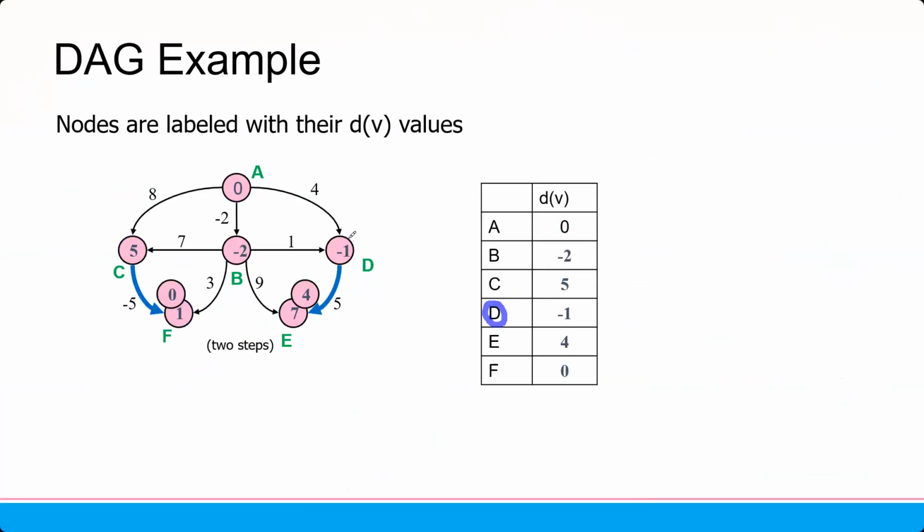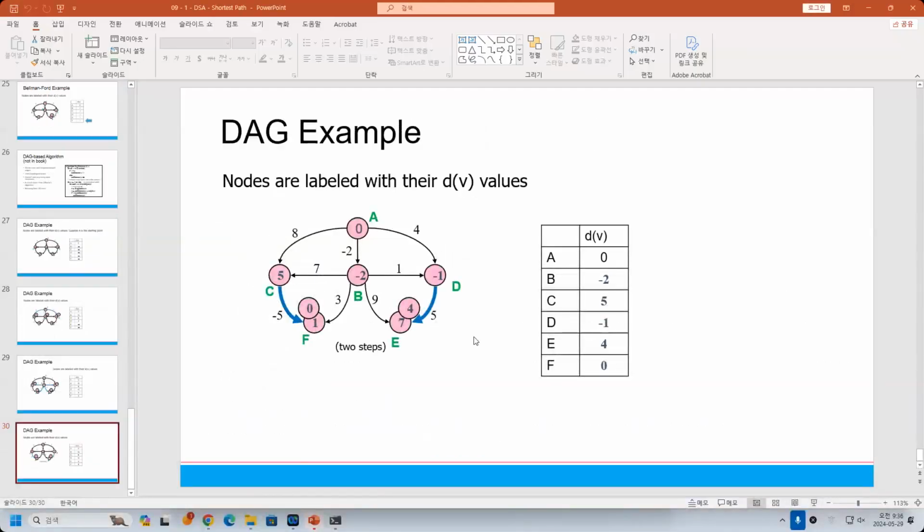From D, we know that the shortest is -1. So we can look at the edge to E. The original distance of E is 7. And then we check -1 + 5, then it is 4, because 4 is less than 7, so we update the distance to E equal to 4. So this will be the final distance from A to all other nodes. Okay, so that's the algorithm.